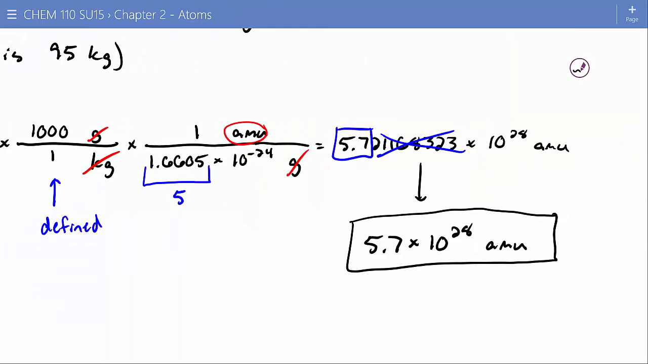10 to the 28th. Because this negative 24 is on the bottom, when you go through and do all the math, it actually turns that exponent into a positive number. So if you want, we can talk after class and check it out on your calculator and make sure it's working all right. But yeah, it should be a very, very large number because an AMU is a tiny, tiny amount of mass.